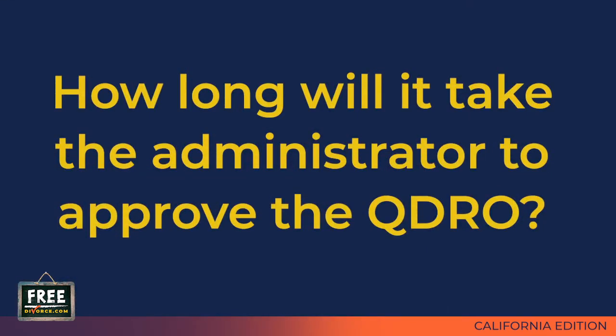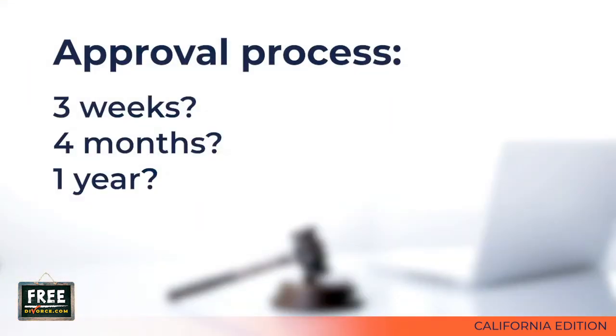How long will it take the administrator to review and approve the QDRO? The plan administrator will take some time to review the QDRO and let you know if the QDRO is acceptable. Some plan administrators will get back to you in a few weeks. Others will take a few months. Some government agencies can take a year or longer.